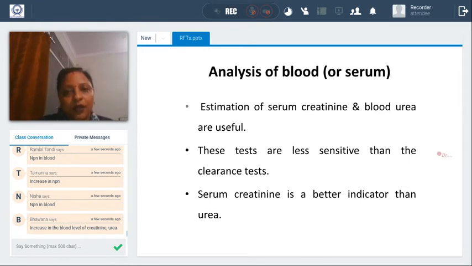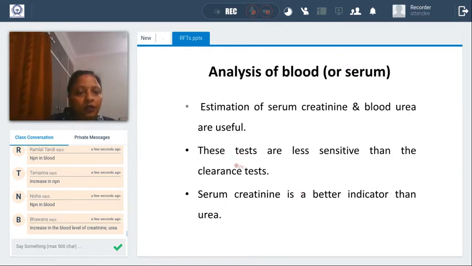Next is analysis of blood or serum. Estimation of serum creatinine and blood urea are useful. These tests are less sensitive than the clearance test. Serum creatinine is a better indicator than urea. We will perform in the practicals the serum estimation of creatinine and blood urea nitrogen.